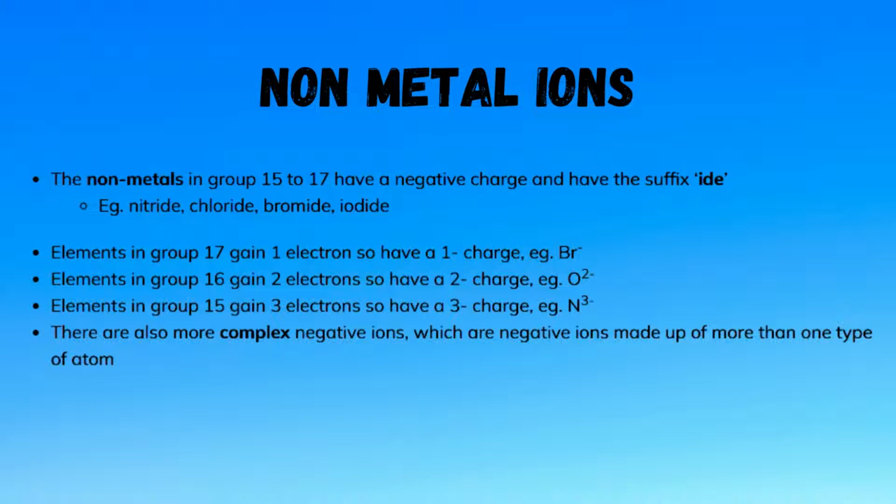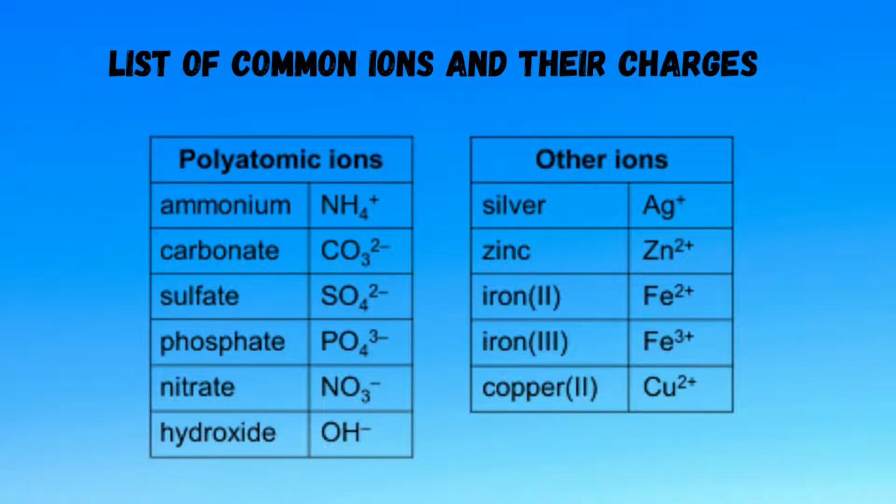Similarly, group 15 has a 3- charge, example N3-. There are more complex negative ions, which are negative ions made of more than one type of atom. So we can see the charges of those also. This is the list of common ions and their charges for polyatomic ions or complex ions. This has ammonium NH4+, carbonate CO3 2-, sulfate SO4 2-, phosphate PO4 3-, nitrate NO3-, hydroxide OH-.